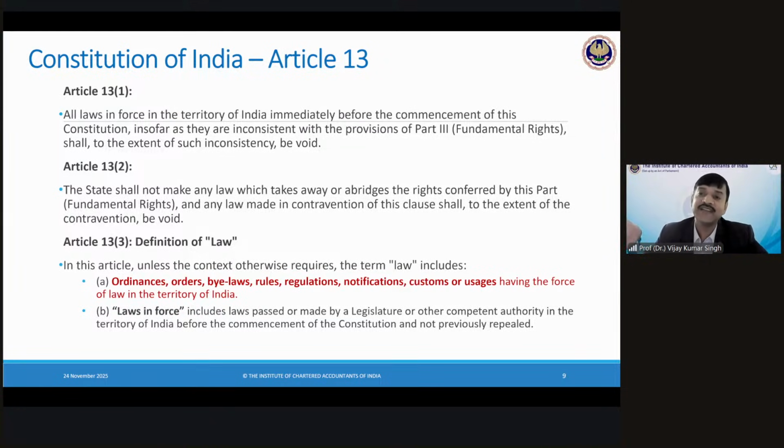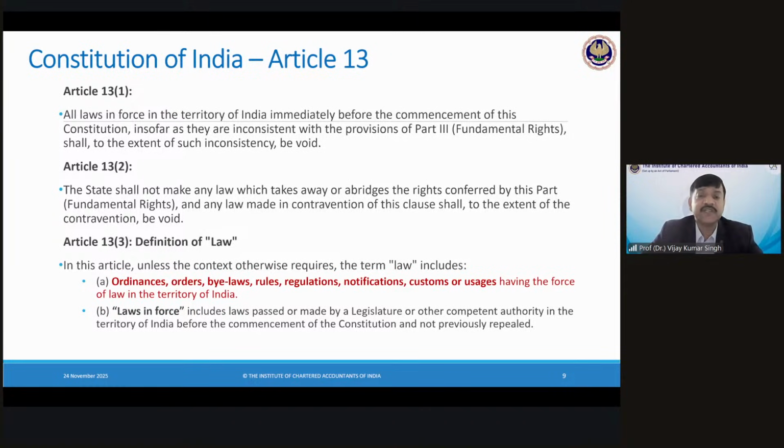So it cannot be said that only the act of parliament is law and a rule which is made under the act of parliament is not a law, right? So all kinds of law, including rules, regulations, have to conform to Article 13. That cannot breach any established fundamental rights under the Constitution of India. So laws in force includes laws passed or made by the legislature or other competent authority in the territory of India before the commencement of the constitution. So this is talking about the pre-constitutional laws.